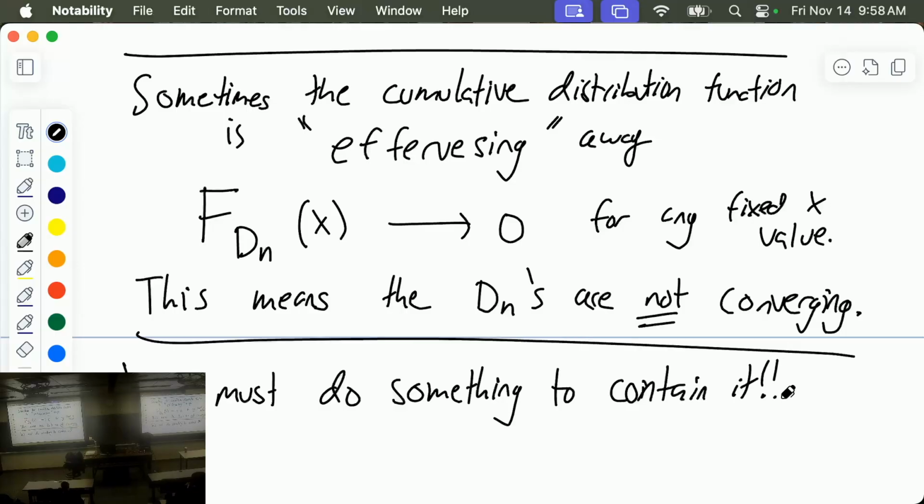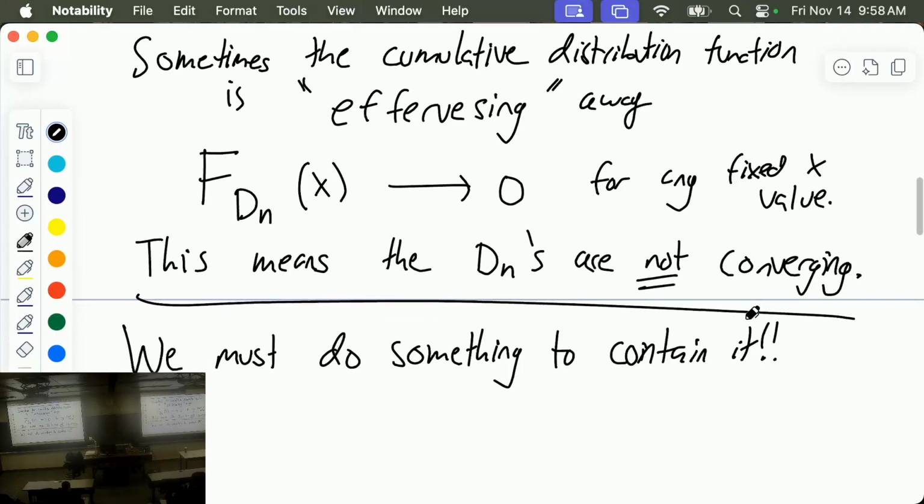So the dn's on their own will not converge to anything. As you add more and more sides to the dice and roll it, you're just going to get bigger and bigger numbers. It's never going to settle down into something nice. We have to do something to contain this random variable. We have to put it in a pen so it cannot escape.